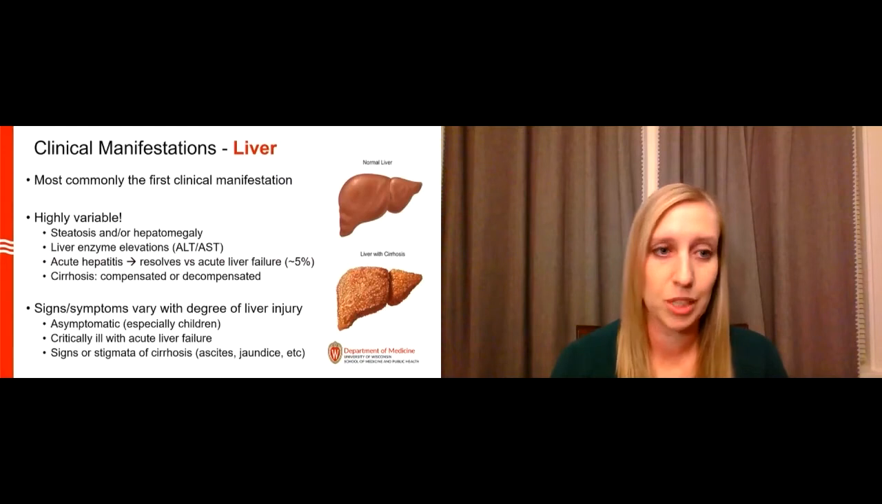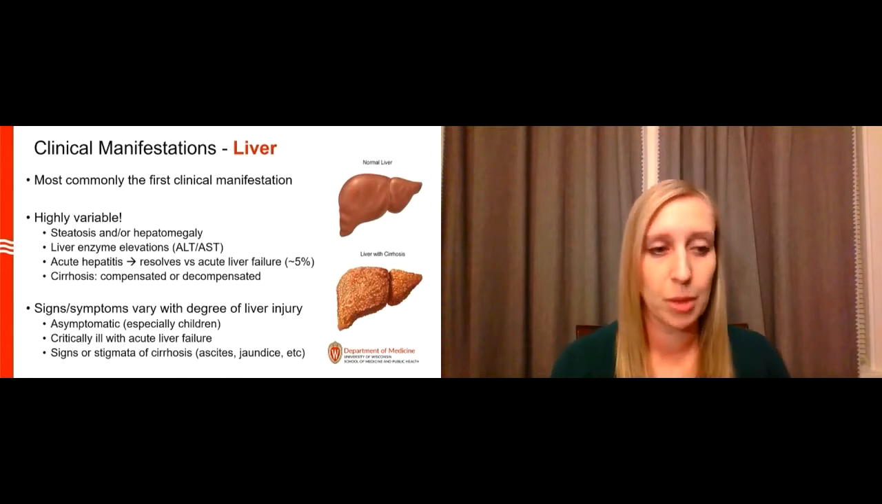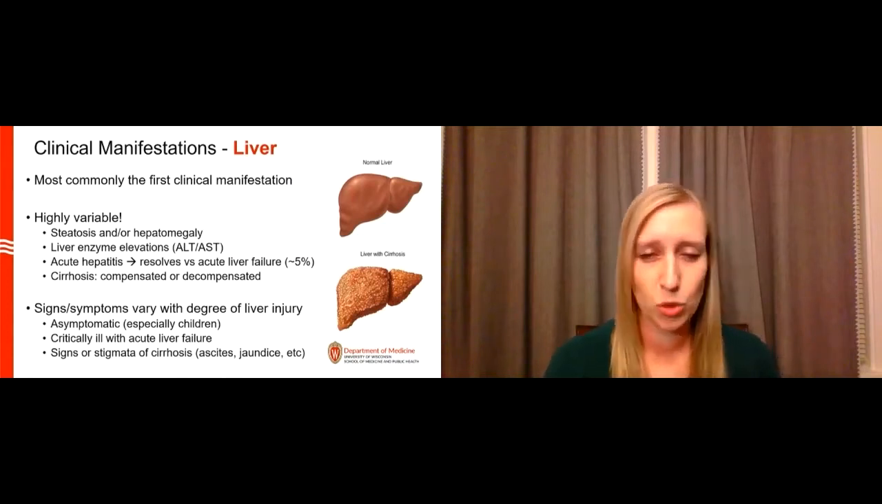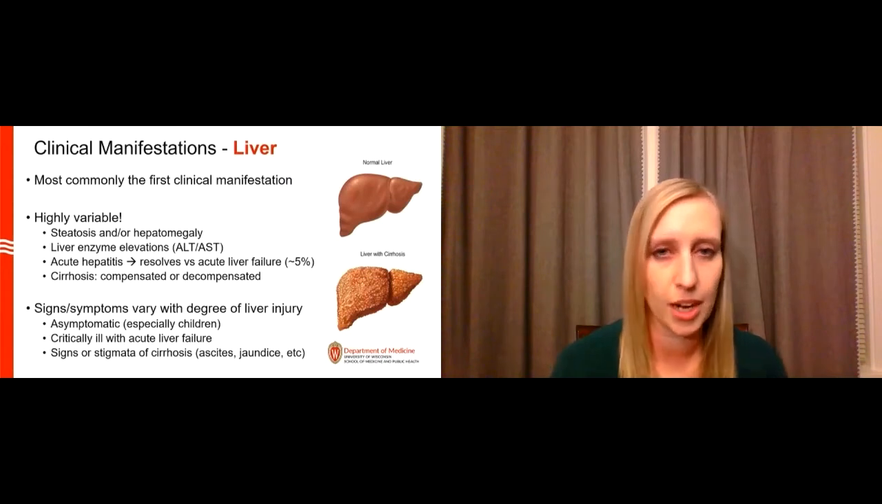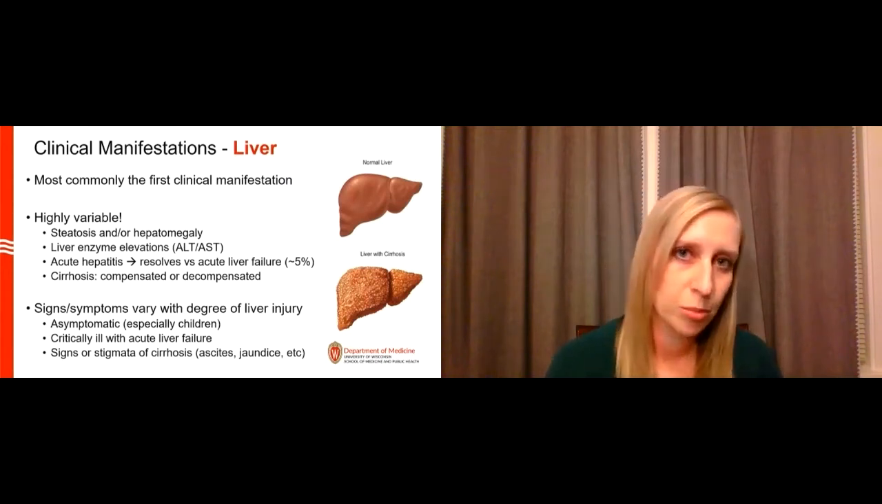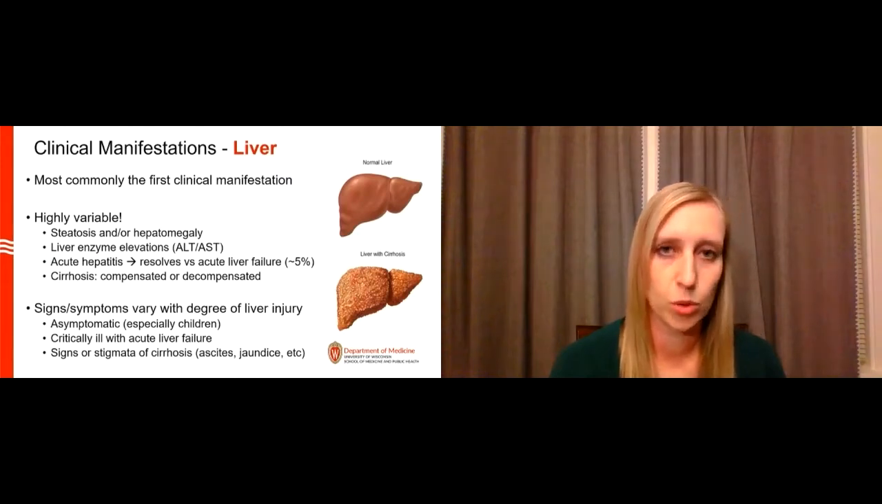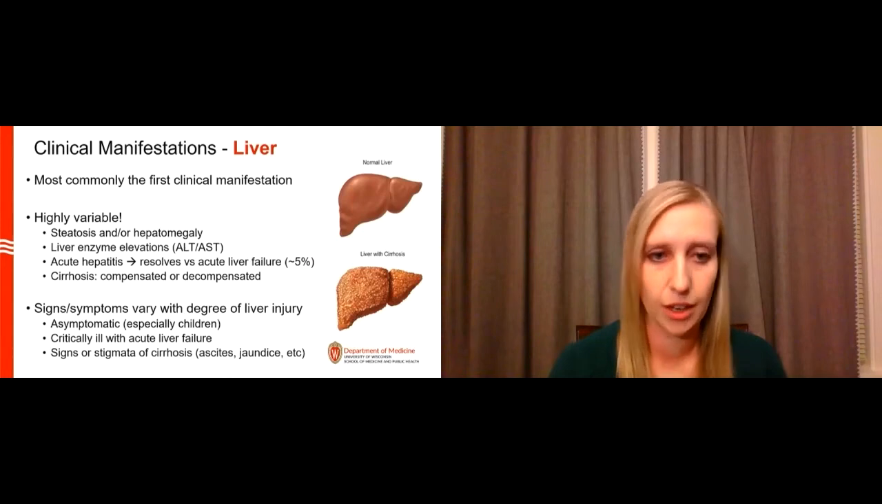Some patients may be completely asymptomatic, and this is more common in younger patients and especially children. On the other extreme, patients can present critically ill with acute liver failure. And then in between, you can also see patients with very nonspecific symptoms that you may see in an acute hepatitis like malaise, jaundice, nausea, vomiting, or they can present with signs and symptoms of cirrhosis such as ascites, variceal bleeding, hepatic encephalopathy, etc.